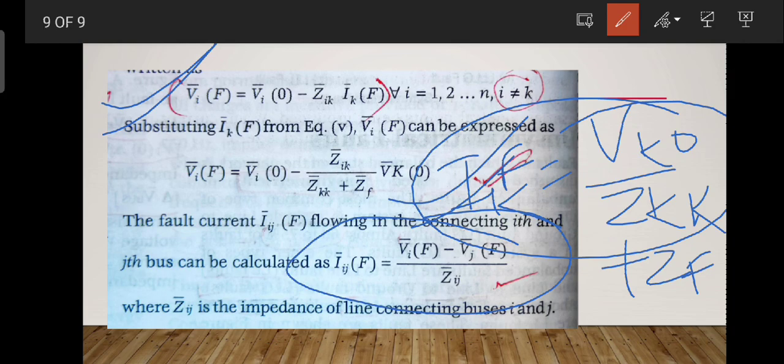In the upcoming video we will discuss line to ground fault, line to line fault, triple line fault, and triple line to ground fault, all those faults in a detailed manner with their mathematical derivation. And that's it for today's lecture.